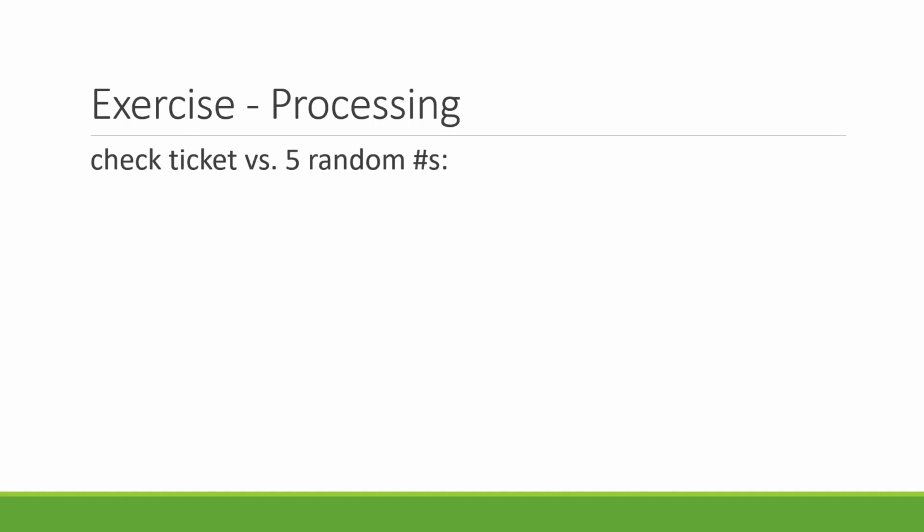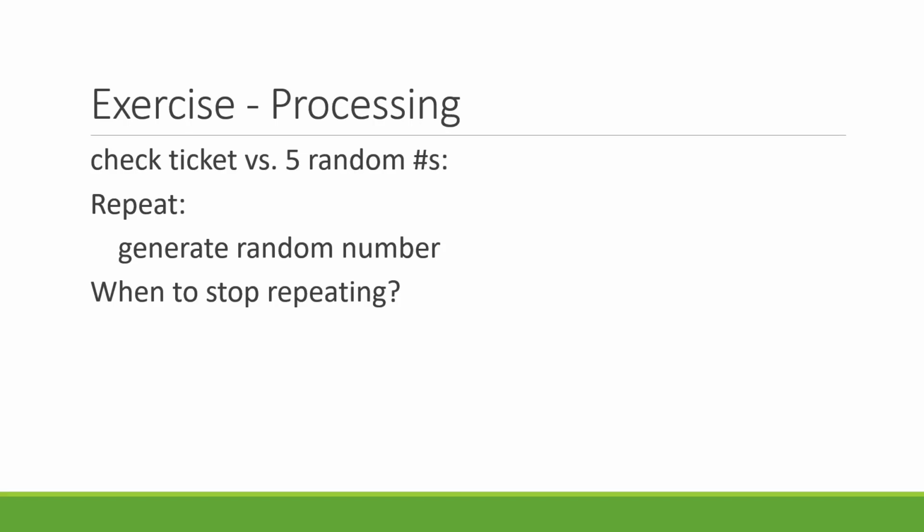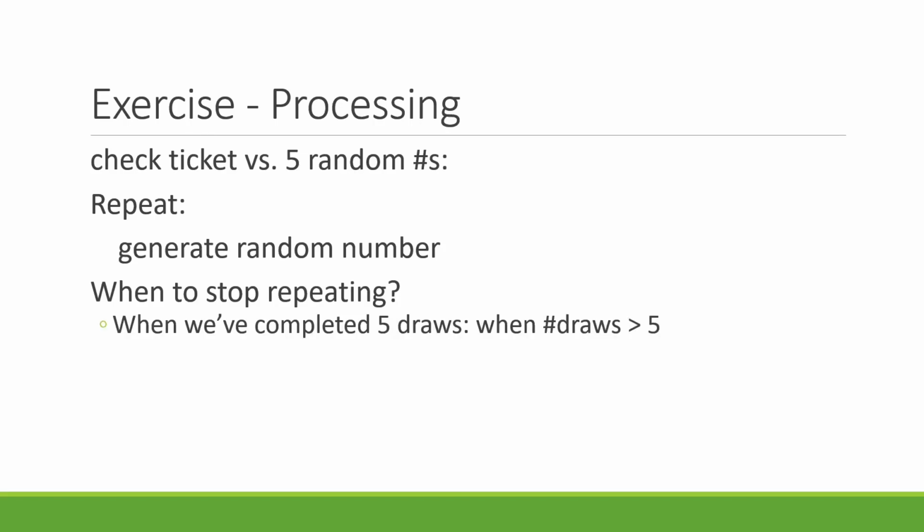So the if block does the random draw. So what we need to do is repeatedly generate a number 5 times. Now, under what conditions do we stop repeating? There's actually 2 conditions. First, when 5 draws are completed. So if we keep track of the number of draws or the number of random numbers we generate, we quit once we've done 5 random numbers or done 5 draws.